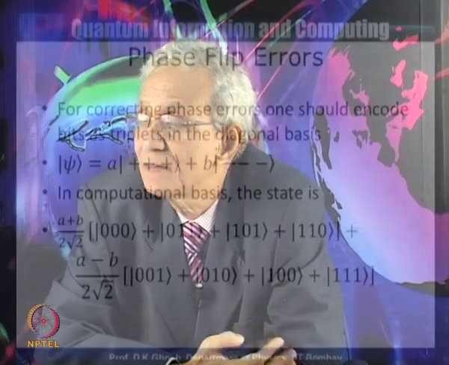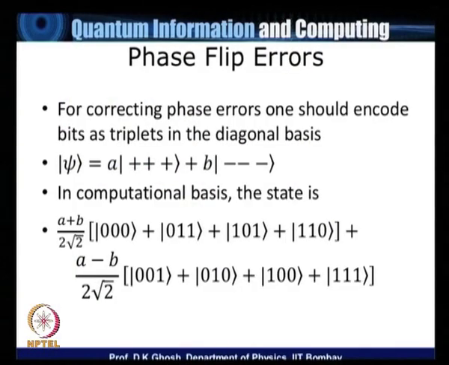So let us look at what we could do to take care of the phase flip error. And so what we need to do is to talk about encoding the triplets in a diagonal basis. Now if you do this, that this is your diagonal basis, and you want to compute this in a computational basis. Now this is fairly simple. As you know that plus stands for 0 plus 1 by square root of 2, minus stands for 0 minus 1 by square root of 2, and what you do is you simply multiply them.